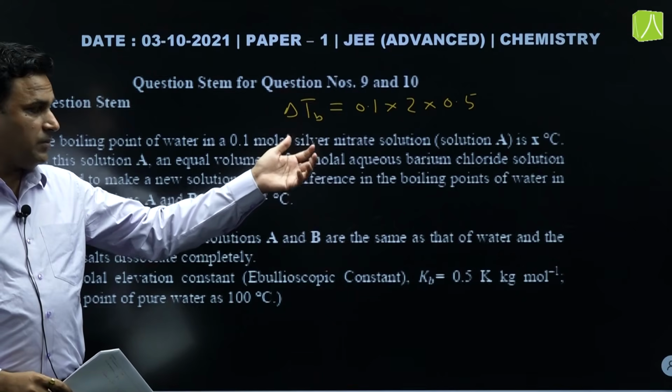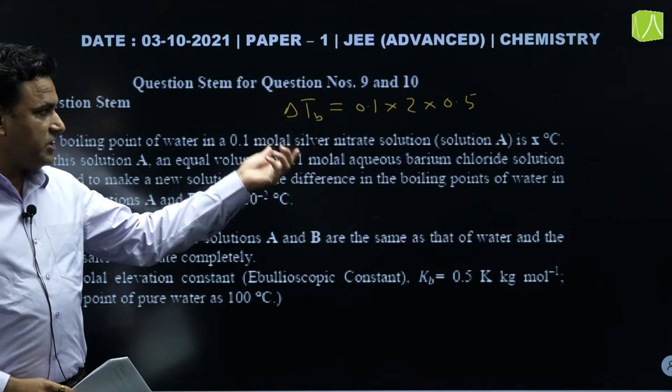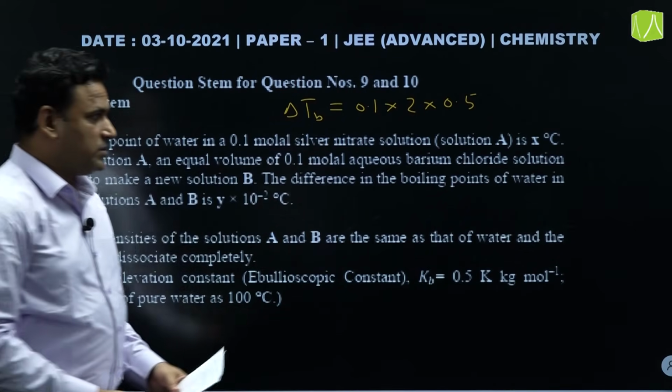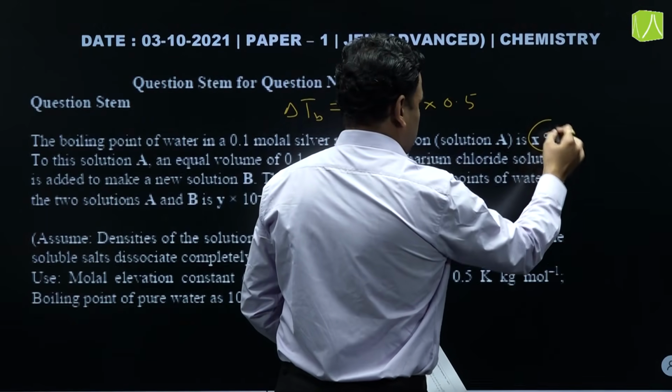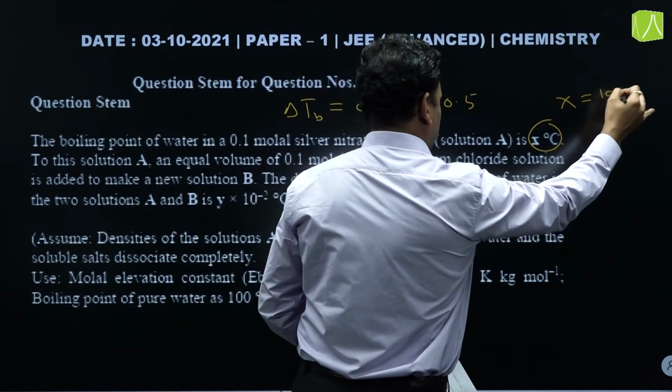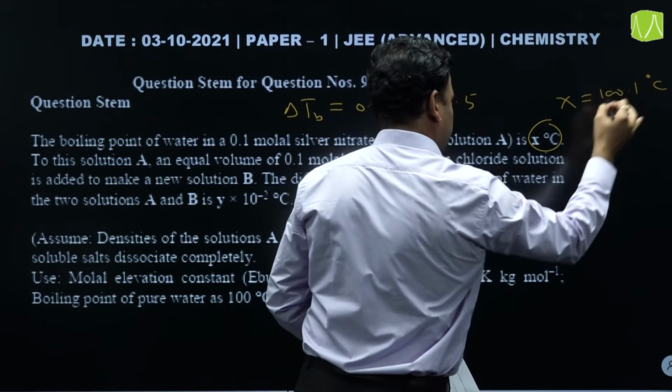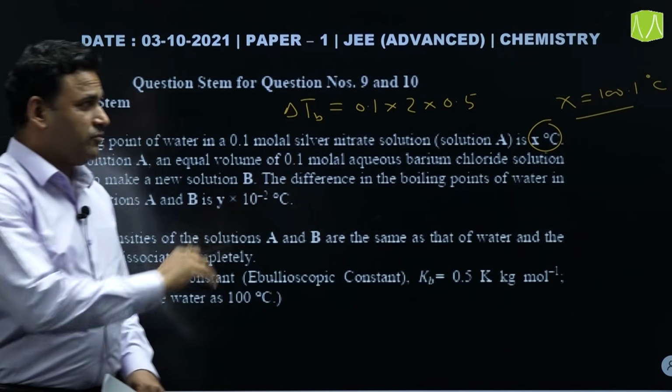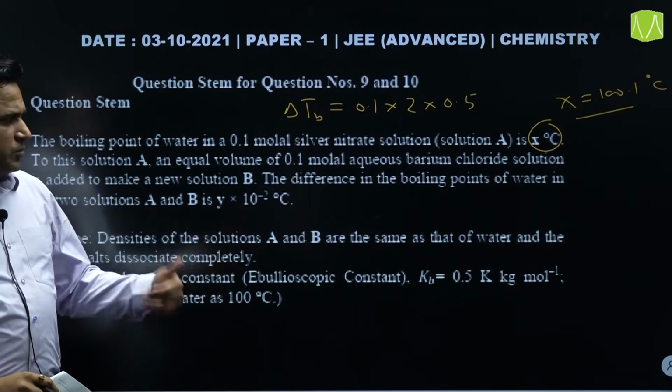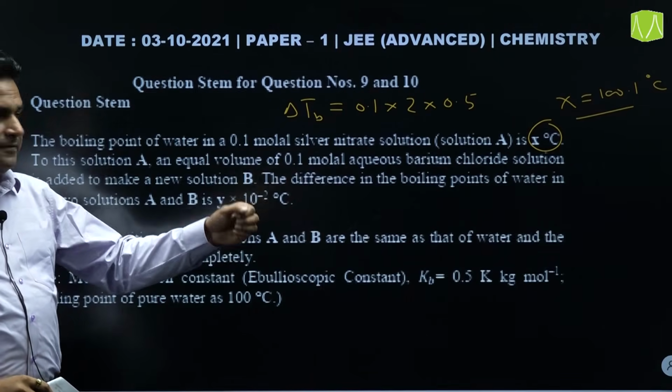So, solution A's boiling point is going to be 100 degree centigrade plus elevation. So, the boiling point x, this value of x is coming out to be 100.1 degree centigrade. So, x is equal to 100.1. That should be one of the numericals based on this paragraph.